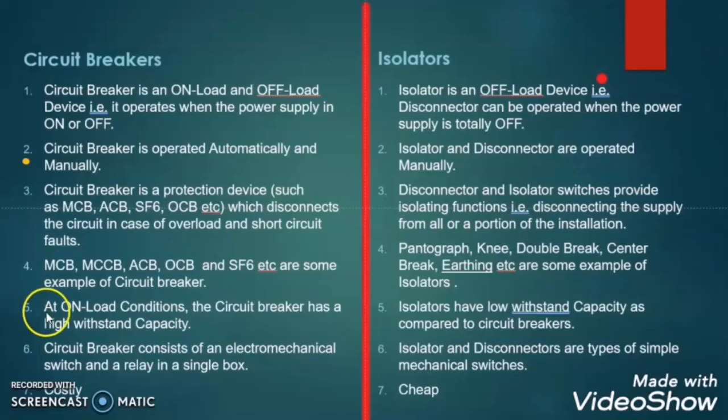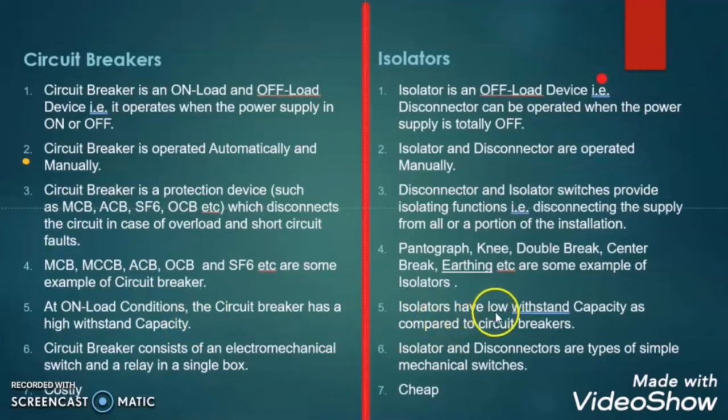Now let us move to the other difference between the circuit breakers and isolator. At on-load condition, the circuit breaker has high withstand capacity, but the isolator has low withstand capacity. The reason behind this is very simple, because the circuit breaker is an on-load device. So during turning it on, the circuit breaker has to face a high current, and during off also the circuit breaker has to interrupt the high arc produced inside the circuit breaker. So it should have the high withstand capacity to handle this high current.